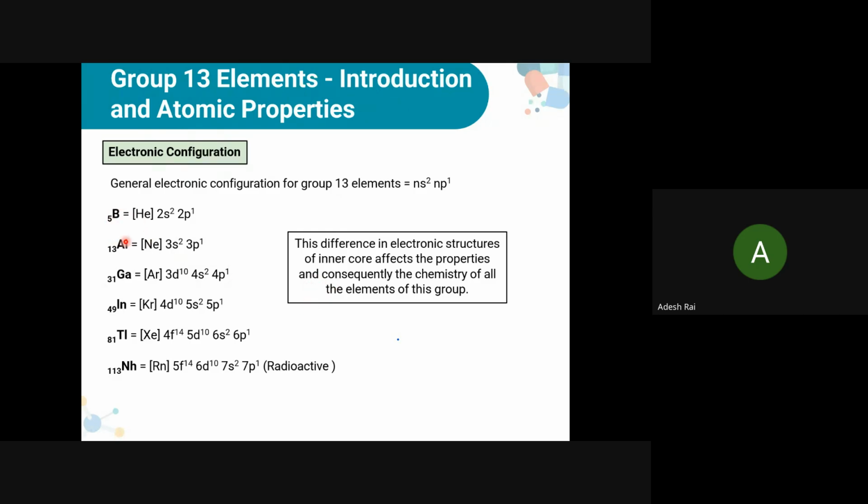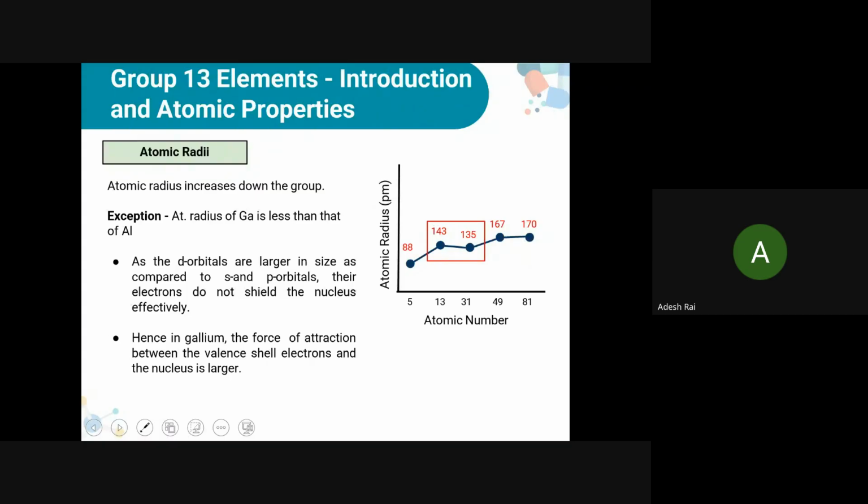So, this is the general electronic configuration of boron family. What is it? ns2 np1. And these are all the elements listed. We don't study this element, because it is radioactive in nature. So, we are only going to study till thallium. Now, coming to the atomic radii part.